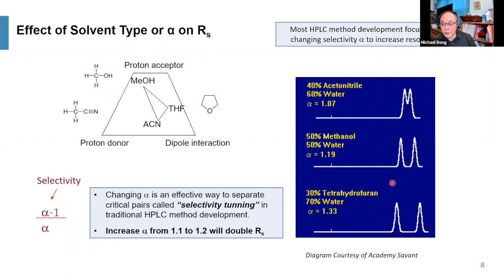Now methanol is really good for isomers because methanol can do hydrogen bonding with the analyte, right? Acetonitrile does not do hydrogen bonding. Now THF is actually even better, but we don't use THF because it's too toxic. It is really bad for your body, right? So we try to get away from using THF, tetrahydrofuran. We talk about that in webinar number 4.